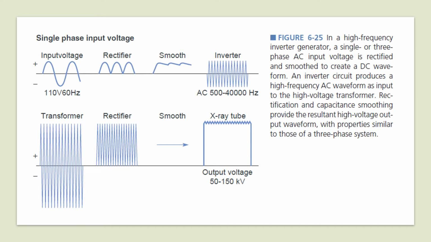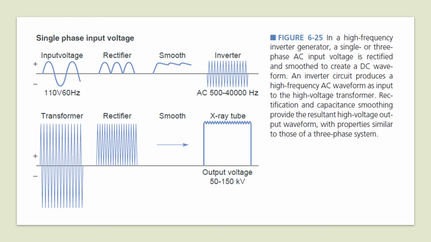Here is the process that leads to the production of the high-frequency DC waveform for an X-ray tube. The input voltage from a single-phase or three-phase waveform is first rectified, then smoothed to create a DC signal. The signal is sent to a high-frequency inverter that converts it back to an AC waveform of high frequency. The high-frequency AC waveform is input to the high-voltage transformer. After stepping up the voltage, the signal is rectified and smoothed, resulting in a nearly constant output voltage as shown at the end.